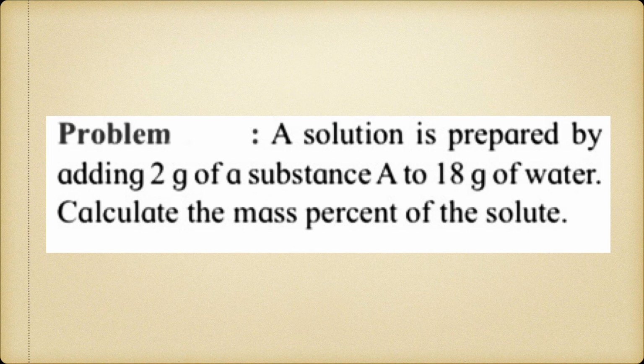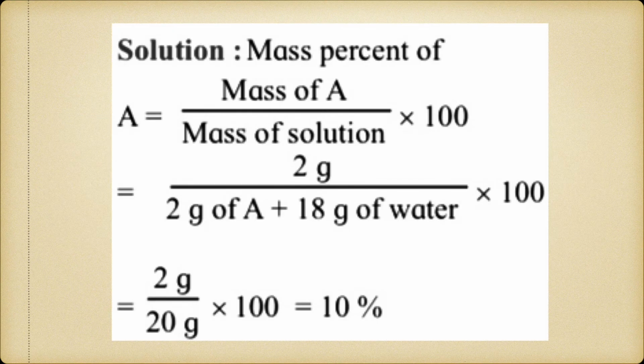Okay, so let's see the solution now. So it's simple. Once you know the formula, everything is simple over here. So the mass percentage of A is equal to mass of A upon mass of solution into 100. So I'll substitute the value, that is 2 upon 2 plus 18 into 100. So I get the value as 2 upon 20 into 100. So after calculating, I got the percentage as 10%.